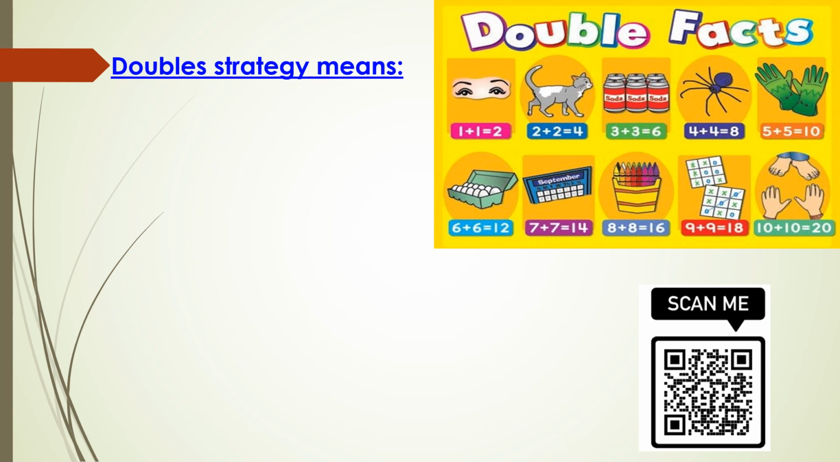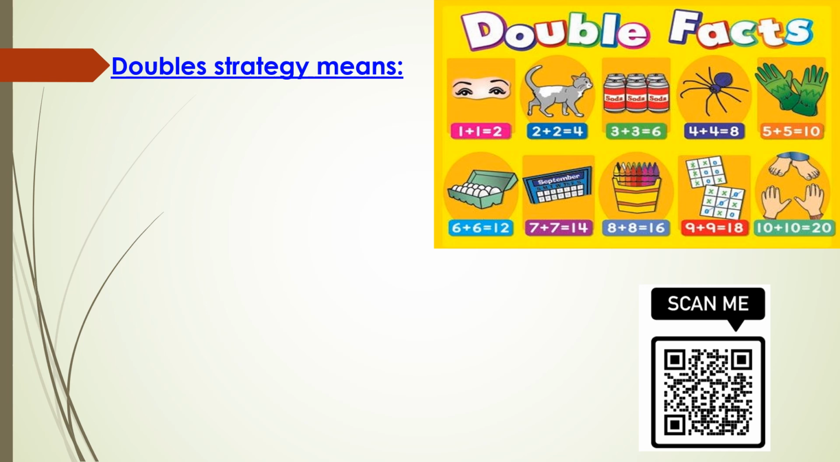The next picture is 4 soda cans. 3 plus 3 equals 6. The next picture, a spider. A spider has 8 legs. 4 plus 4 equals 8. The next picture, 4 gloves. Gloves have 10 fingers. 5 plus 5 equals 10.